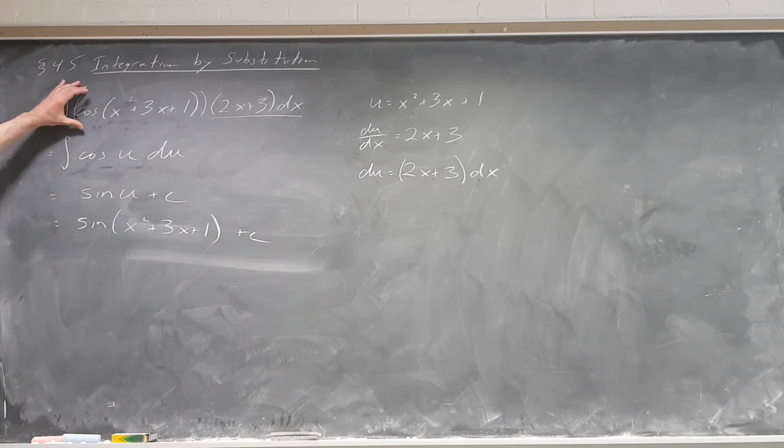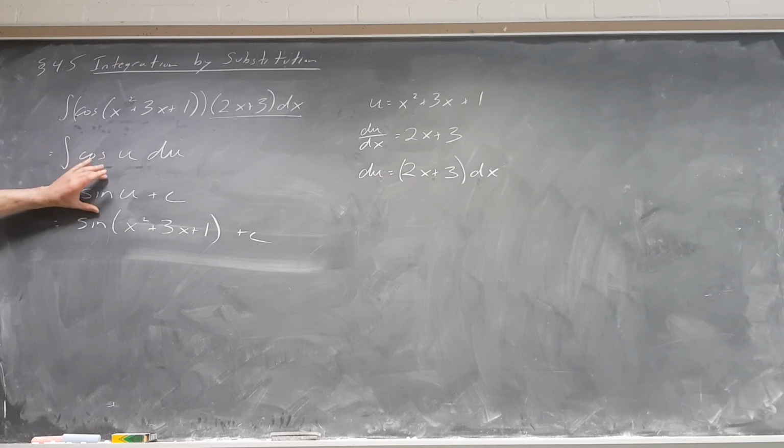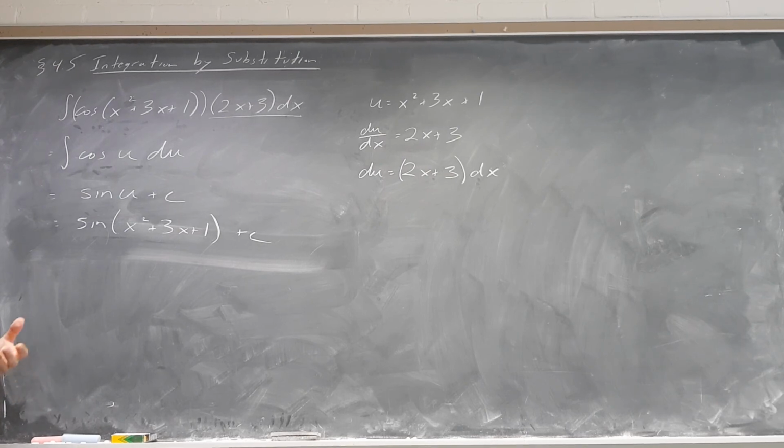So we started off with a problem in x. We translated it to a problem in u. We did our antiderivative in terms of u, and then we went back to x. And we ended up with exactly the same answer that we had last time. This is the methodology of what's called u substitution.